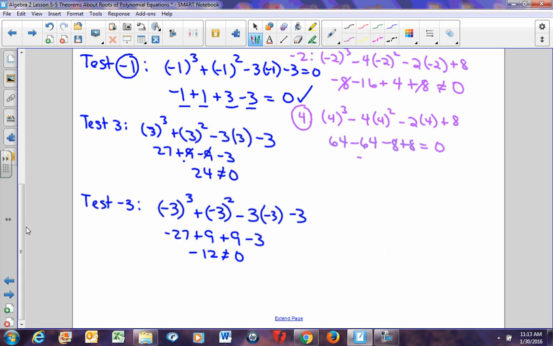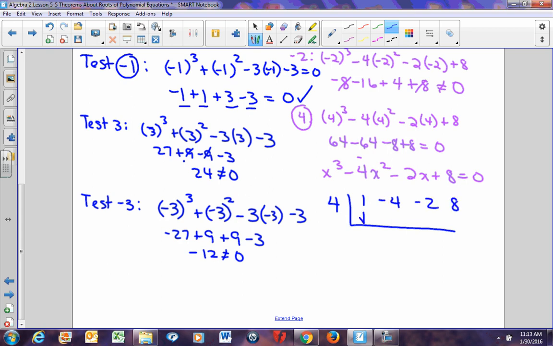Go back to the original problem, which was x to the third minus 4x squared, I forgot that term, minus 2x plus 8. So this was my original problem. Okay? So we know that 4 is a factor, so 4 is going to go into 3, 2, 1, none, so it's going to go into 1, negative 4, negative 2, 8.